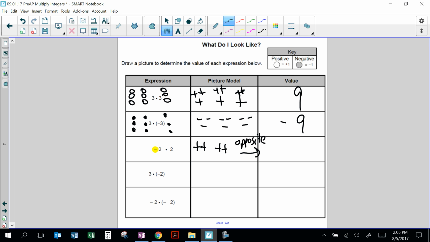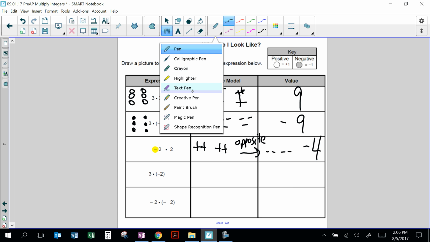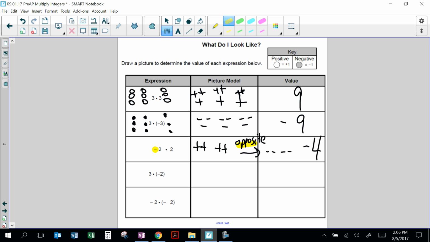So what is the opposite of 2 groups of 2? 2 groups of negative 2. So it's negative 4. So opposite. If you see a negative right here, it's saying do the opposite of.